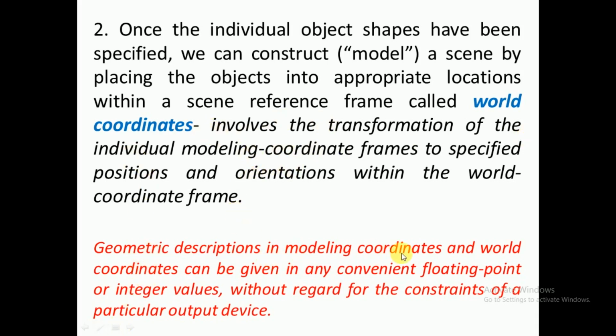Geometric descriptions in modeling coordinates and world coordinates can be given in any convenient values. If you want, you can give floating point values, if you want, you can give integer values, without regard for the constraints of a particular output device. Means normally when you are giving input, it is not compulsory that you always have to give integer input. But when it comes to the monitor, the monitor always takes integer input because pixels are integers. There is no pixel 2.1, right? Pixels are integers. That's why screen coordinate is always integer input, right?